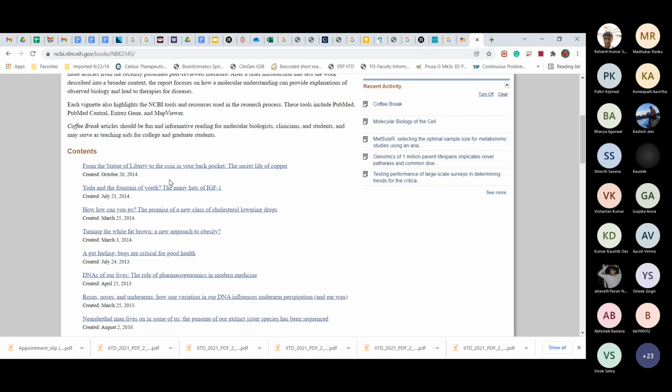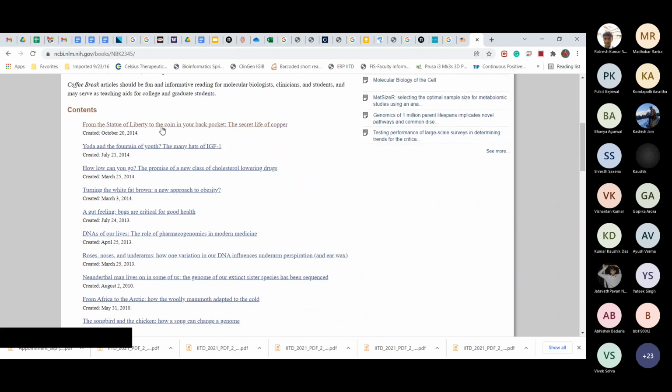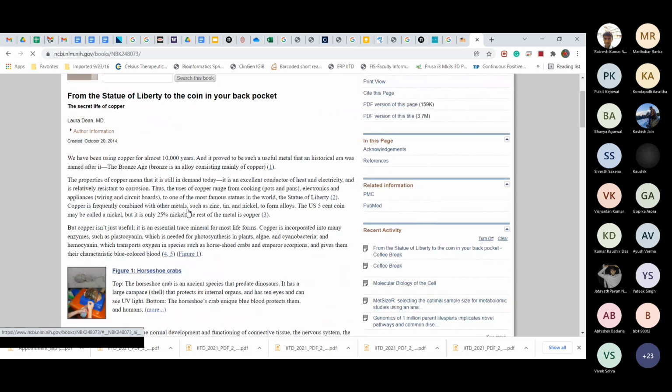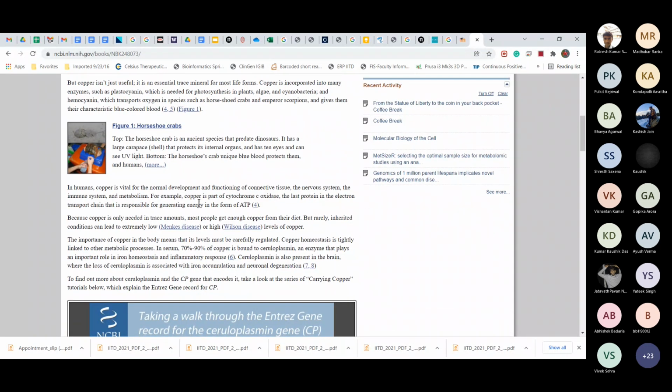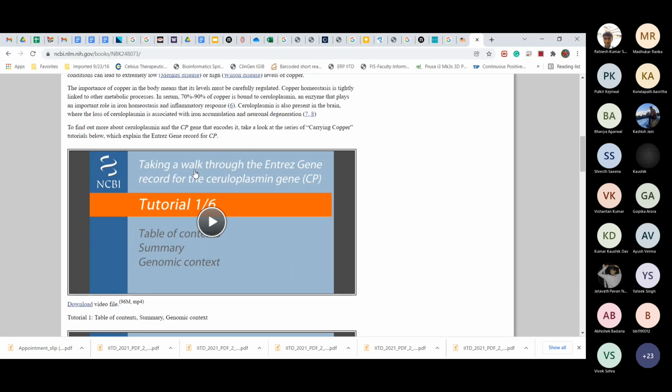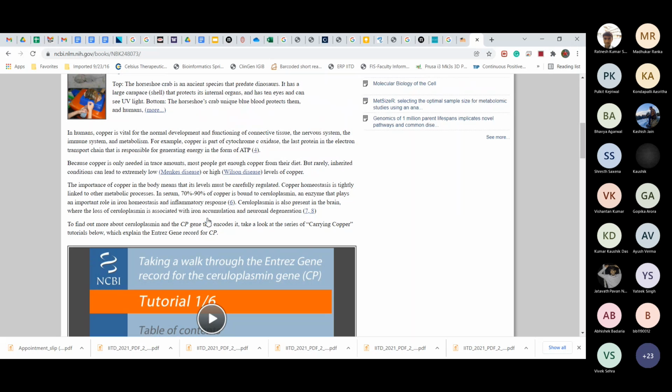But a lot of these tools that I'll be mentioning, you can click on one of these tutorials and actually look at this thing. So let's click on this one. From the Statue of Liberty to the coin in the back pocket, what is the secret life of copper? This is probably going to give you a tutorial on how copper is specifically found. Here they'll be talking about a walkthrough of the Entrez gene record for the plasmin gene.